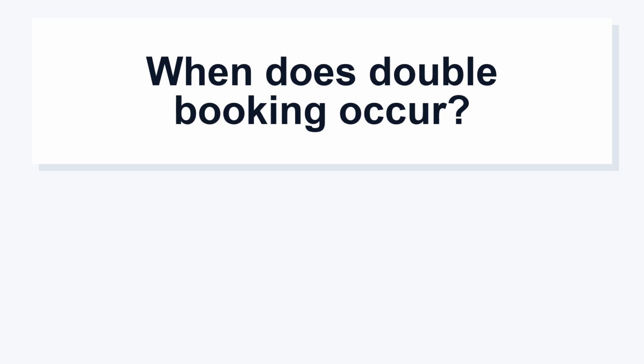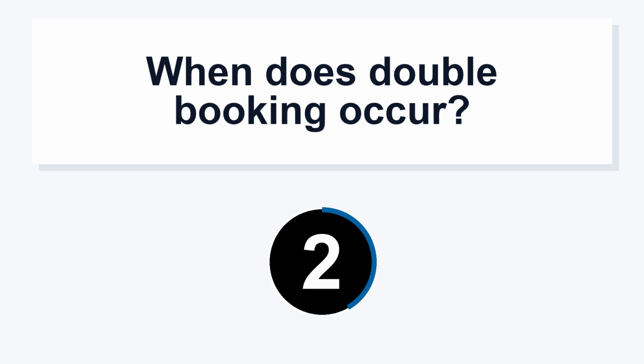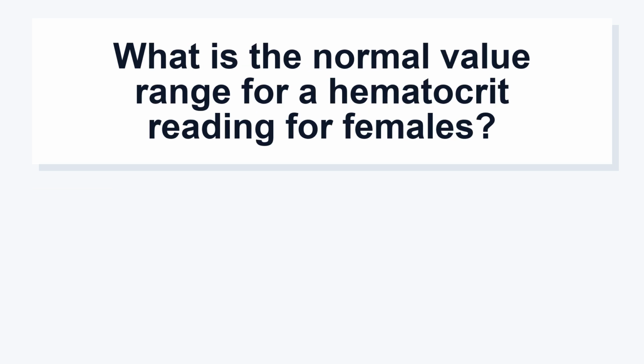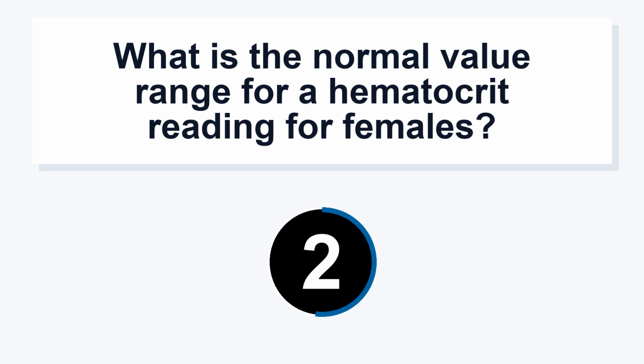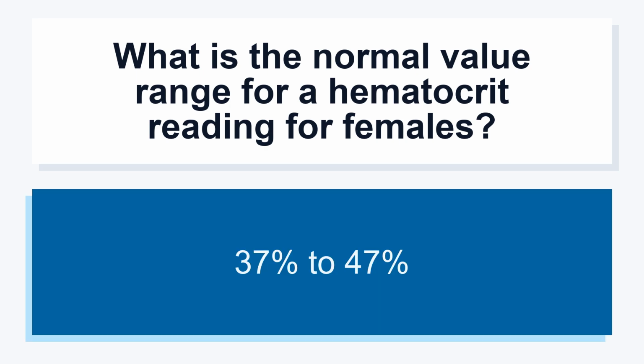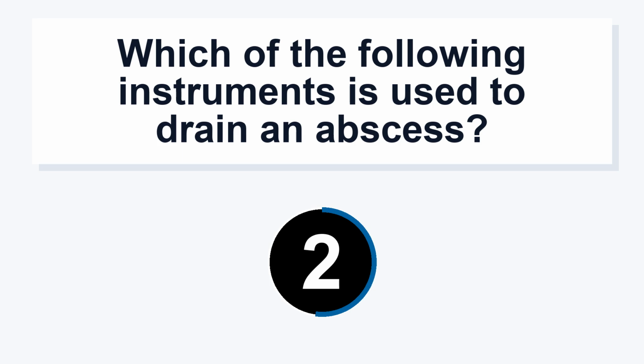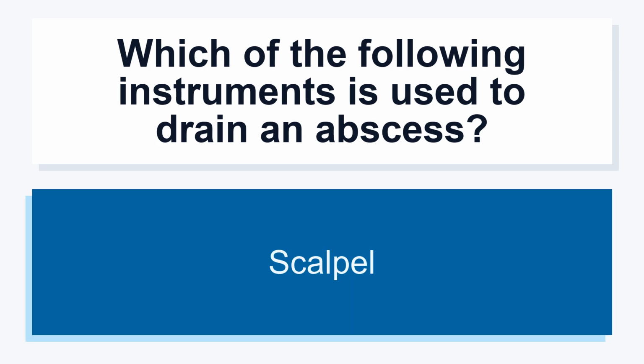When does double booking occur? Booking 2 patients for 1 physician at the same time. What is the normal value range for a hematocrit reading for females? 37% to 47%. Which of the following instruments is used to drain an abscess? Scalpel.